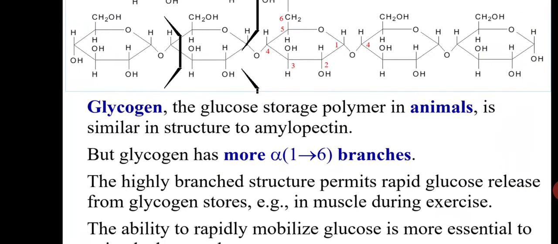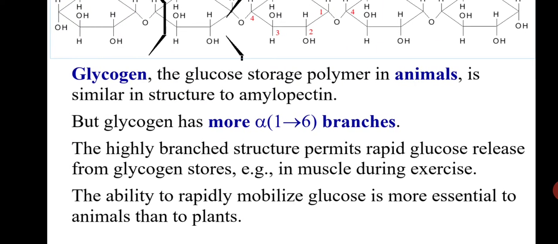The next molecule after starch is glycogen. Glycogen is considered to be the human starch, your energy reserve. Glycogen is a glucose polymer storage form of energy in animals, in us also, right. But the difference is that it has more alpha 1,6 branches. So you can understand the significance of branching. When more branching is present, there will be more complexity. Glycogen is going to be more complex.